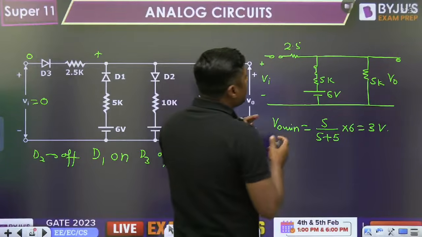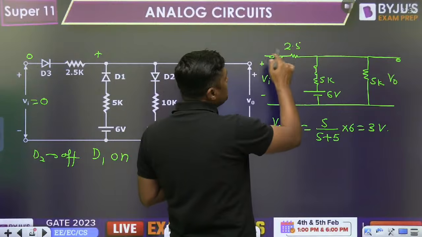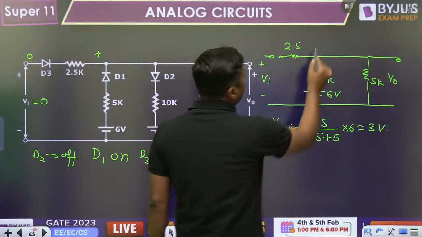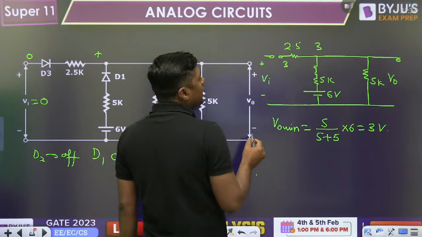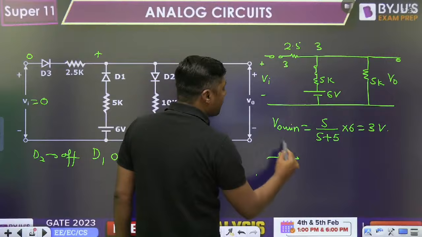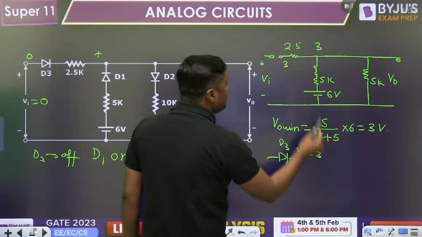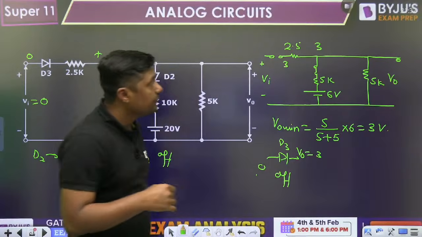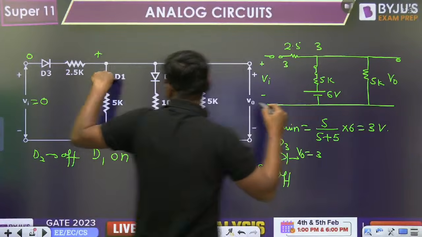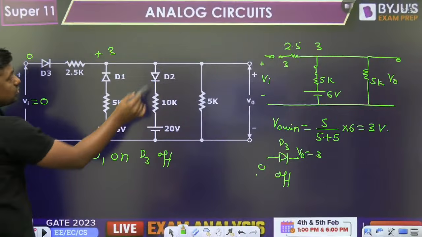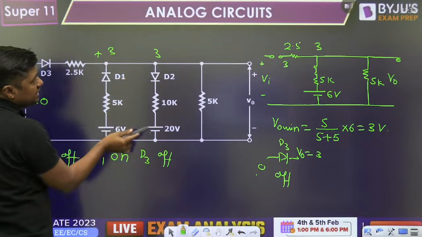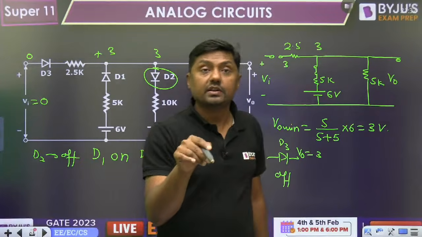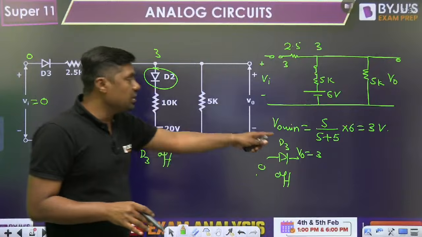How? For example, we are assuming that this diode is off. Finally, you are getting the 3 volt here. What about D3? On one side we have the 3 volt, because there is no drop across the 2.5 kilo ohm, here 0 volt. And definitely this diode is off. Our assumption is correct. Similarly, it is a 20 volt battery, here it is 20 volt. So 20 volt is greater than 3 volt, and that's why this diode is off. Our second assumption is also correct. You have to verify it, and that's why the minimum value is 3 volt.